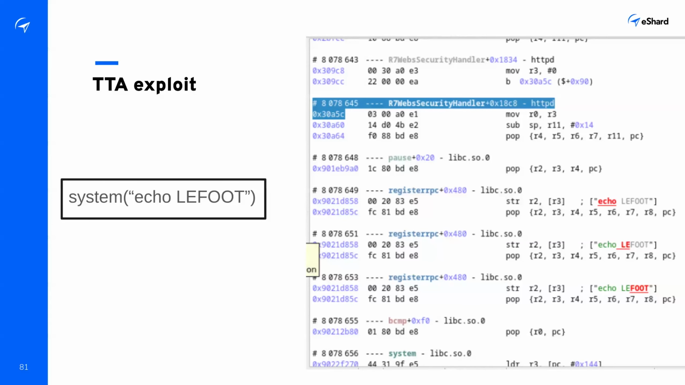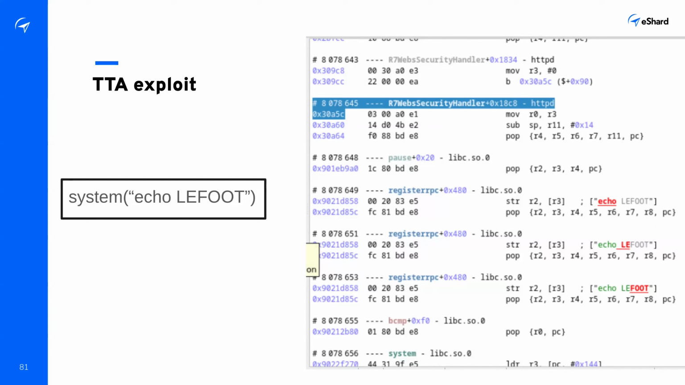Essentially, we can exploit that inside of our emulation and have a look at our exploit being run inside of the time travel. So we called system with echo, and we can see our ROP chain being executed step by step inside of the time travel engine on the right. Quite handy.